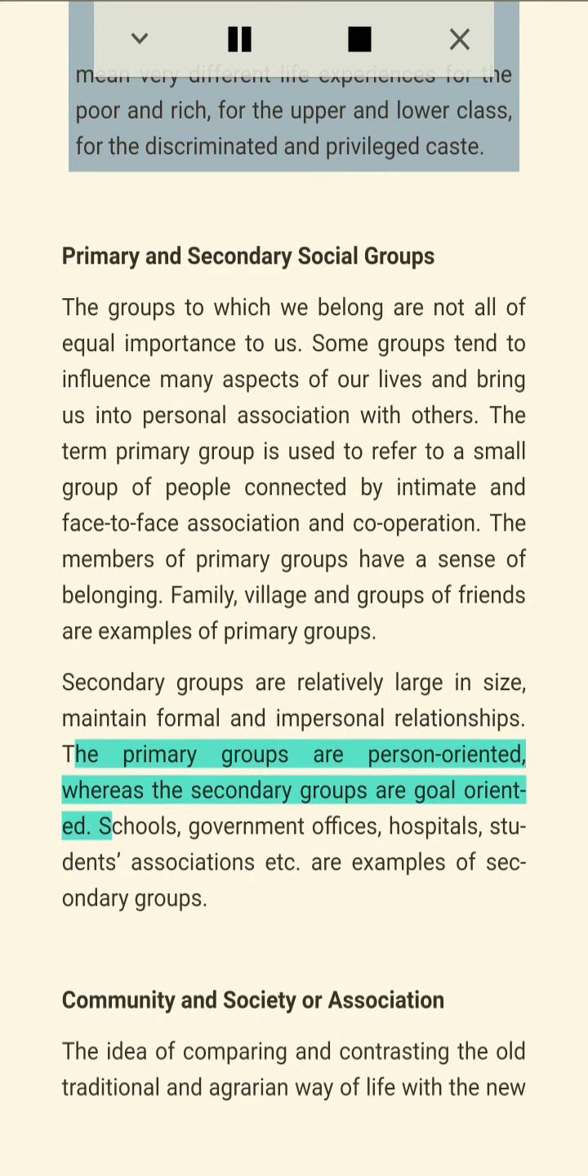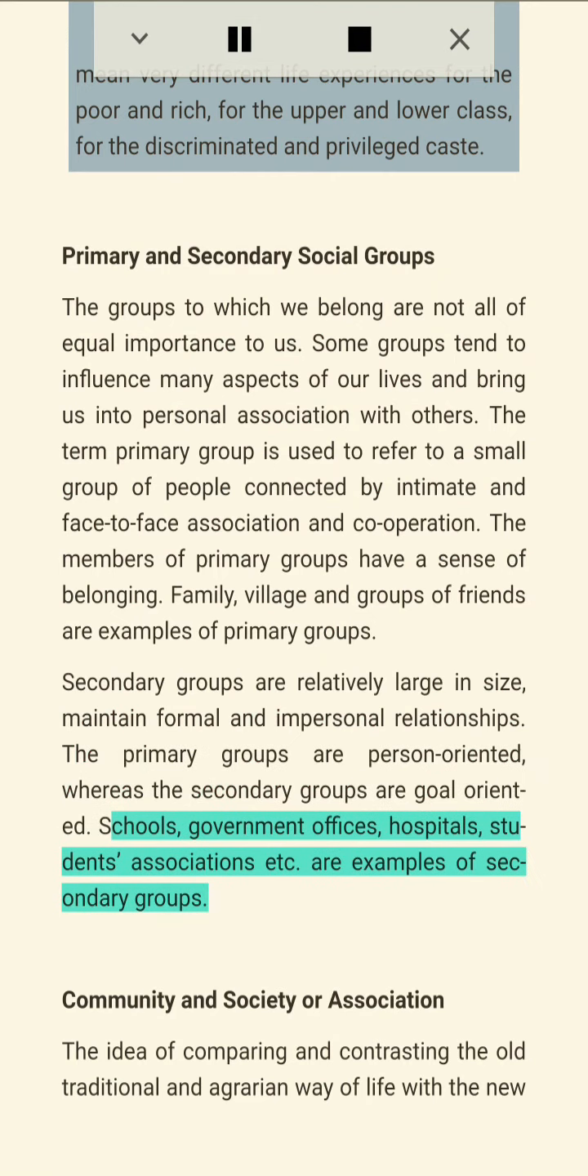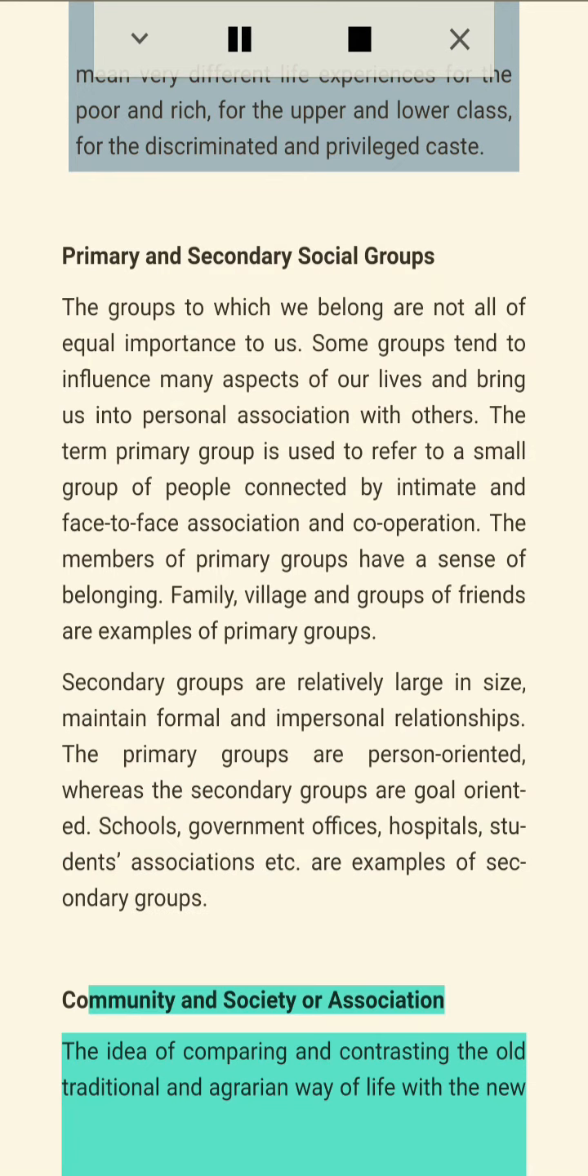Secondary groups are relatively large in size and maintain formal and impersonal relationships. The primary groups are person-oriented, whereas the secondary groups are goal-oriented. Schools, government offices, hospitals, students' associations, etc. are examples of secondary groups.